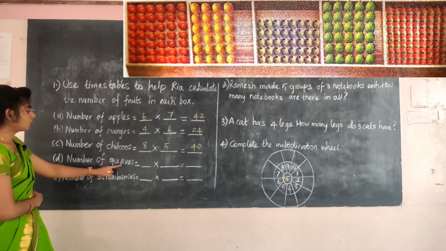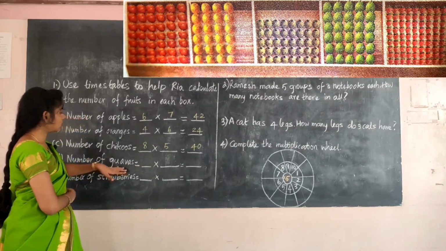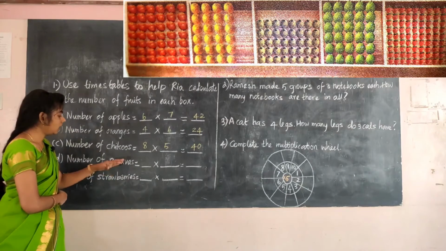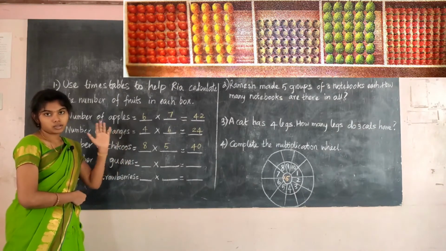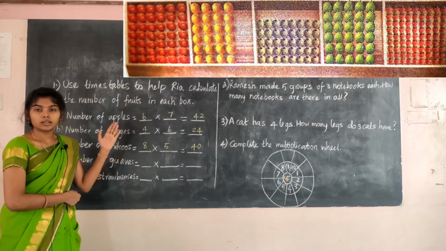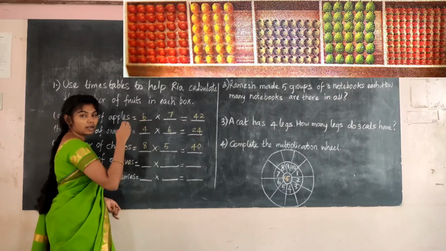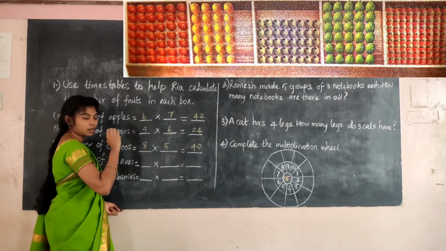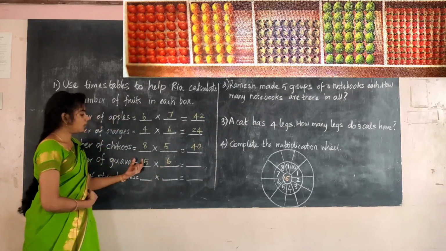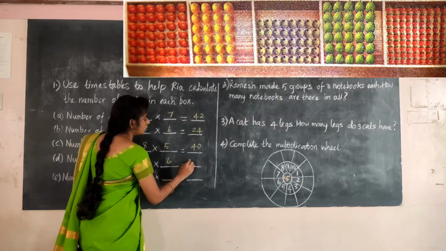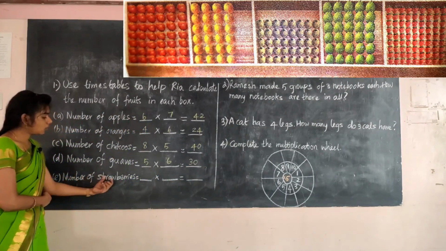And now number of guavas. Now we are going to calculate for guavas. How many guavas are in the picture? 5 and 6. Just calculate the rows and columns, then you can find the answer. So 5 and 6, or you can write 6 and 5. How will you write the multiplication sentence? 5 cross 6. So 5 6s are 30. Use of the 6th table.